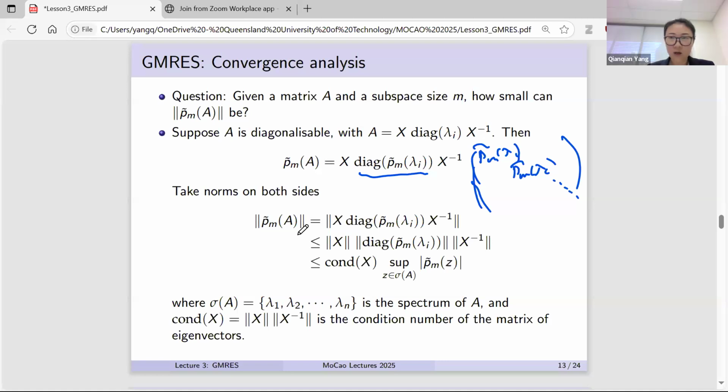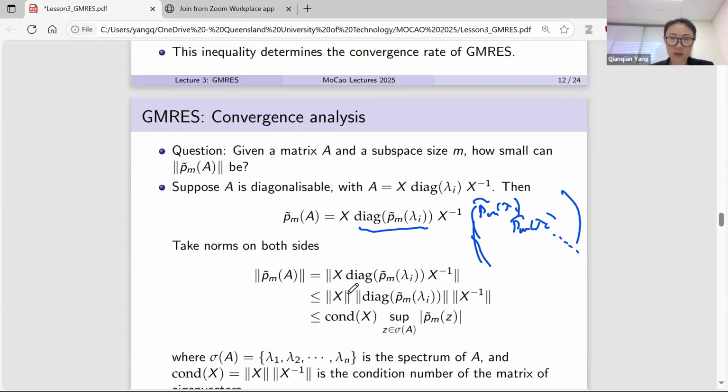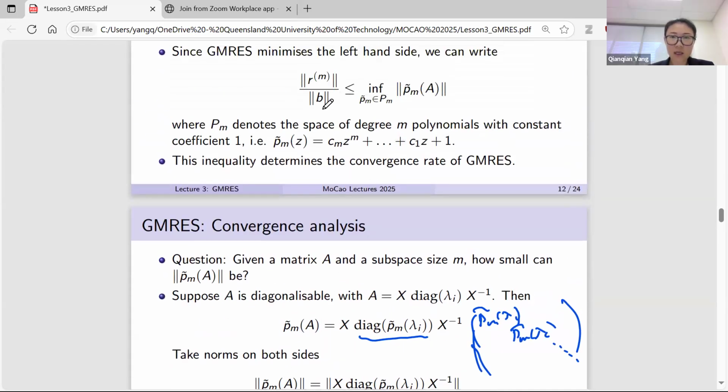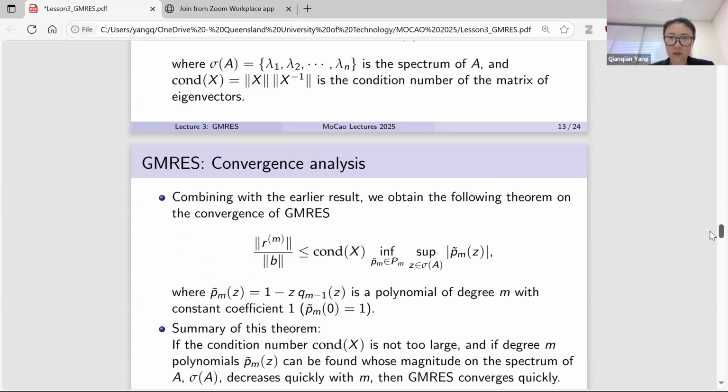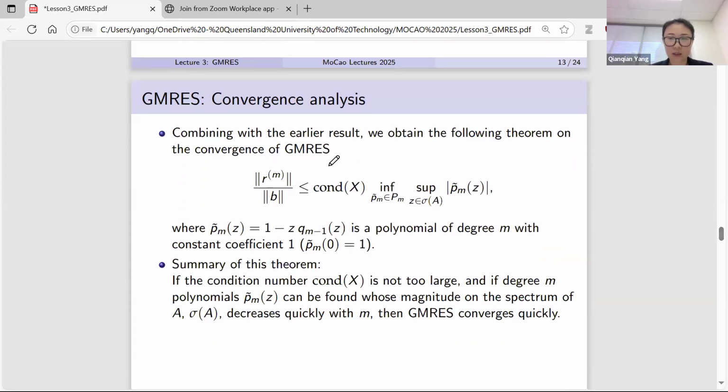Okay, so now we can combine this result. This is the norm of Pm(A). We combine this and this result together, and we get the following theorem on the convergence of GMRES, where Pm is a polynomial of degree m with constant coefficient 1. This is quite important to keep in mind. This is the constraint, the property of our polynomial.